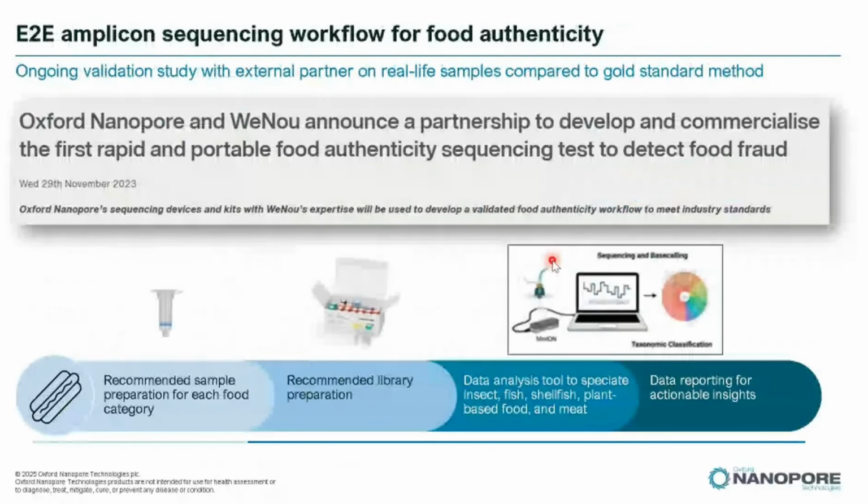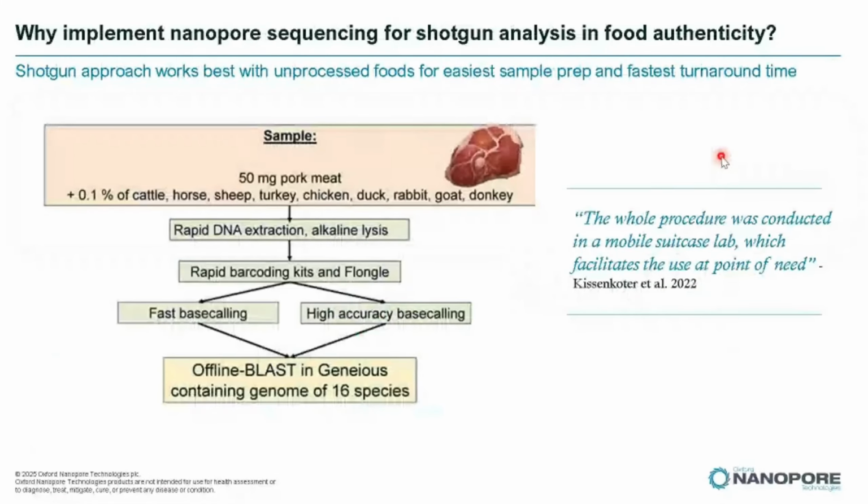So this is showing the sequencing workflow for food authenticity purposes, and implementing shotgun sequencing for food authenticity. It works best with unprocessed food for the easiest sample preparation and fast turnaround time. So we can start with, let's say in this example, 50 milligrams of pork in the mixture, and then we see what the detection is.